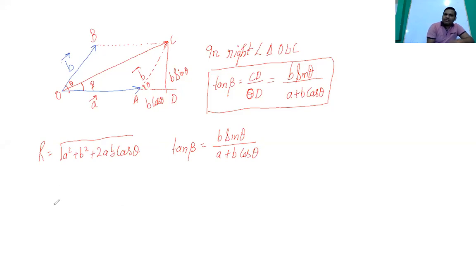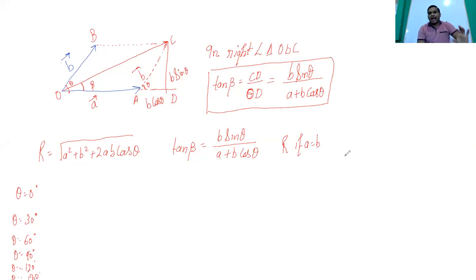Now what we are going to do is vary the theta. If theta is equal to 0 degree, 30 degree, 60 degree, 90 degree, 120 degree, 180 degree. So we have to discuss up to this. We have to see what will be the resultant, what will be the angle of the resultant, and the angle of resultant if A is equal to B.